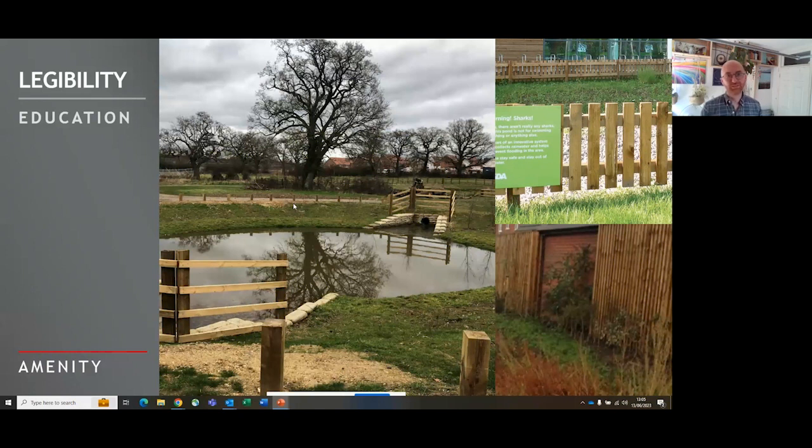And good legibility can create this connection. So signage, making sure there's visibility or allowing people to understand where walking routes are and follow them so they can engage in that environment. And SuDS, or sustainable urban drainage systems, can sit alongside that and really enhance the usability of a space.